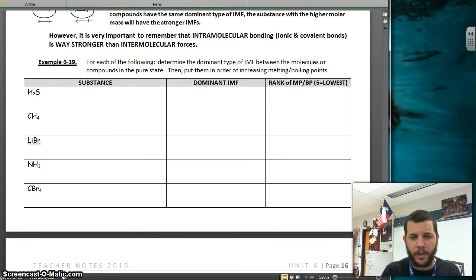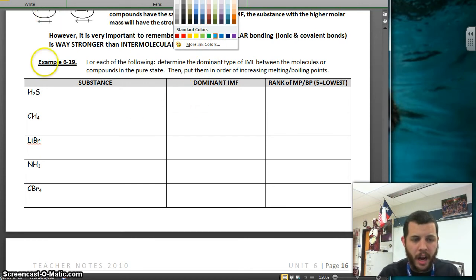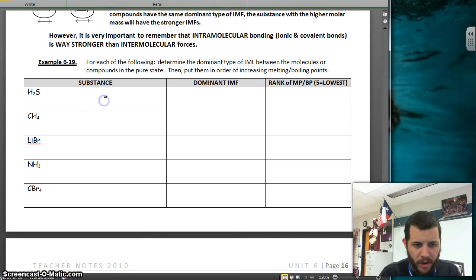It wants us to determine what our dominant intermolecular force is. In order to do that, I need to draw Lewis dot structures. So I've got sulfur, H2S. And here's my Lewis dot structure. So now I know that this is polar. I know it's polar covalent because I've got hydrogen, unshared pair, and hydrogen. So it's not all the same, so I know it's polar.